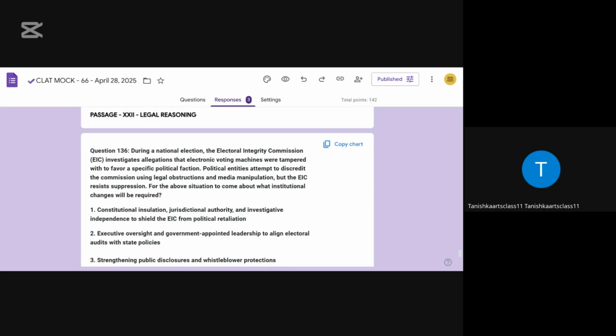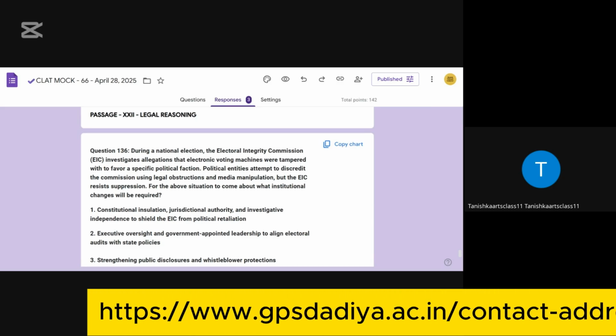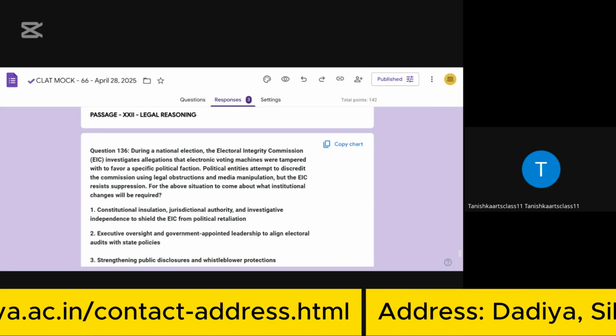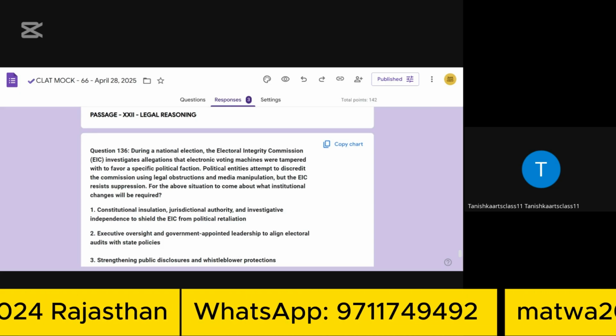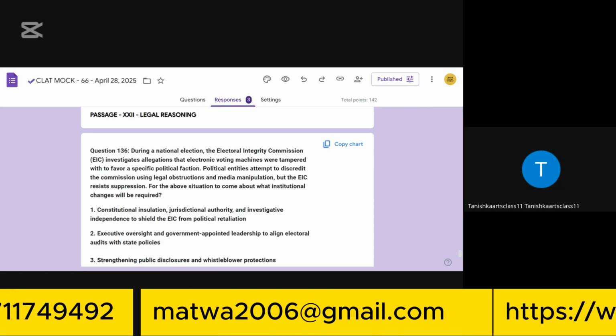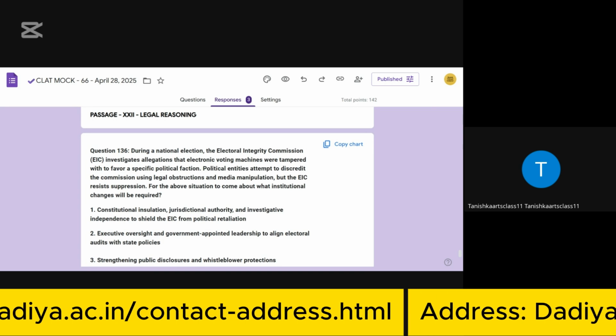the CBI director is appointed by a committee, but officers below are selected by an executive-controlled panel, and the ED director is chosen by a bureaucratic panel where the executive holds veto power. The ED operates under the finance minister, limiting its autonomy despite its sweeping powers under the PMLA. On judicial rulings, Vineet Narain v. Union of India, 1998, called for independence but lacked enforced boundaries.